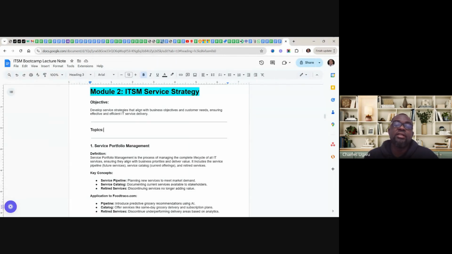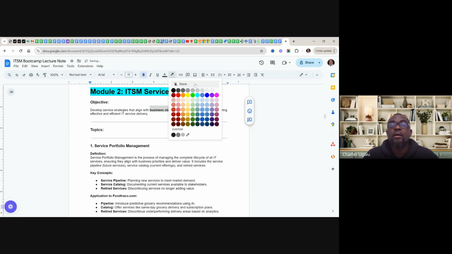So, like I said, ITSM service strategy, the objective is to develop strategies that align with business objective and customer need, ensuring effective and efficient IT service delivery. Okay, key points here are business objective and customer need. What is the IT service within this environment? What is their need? What is the business objective?